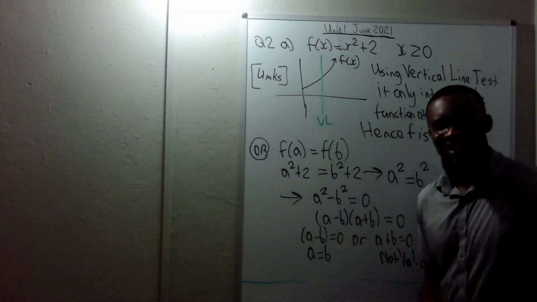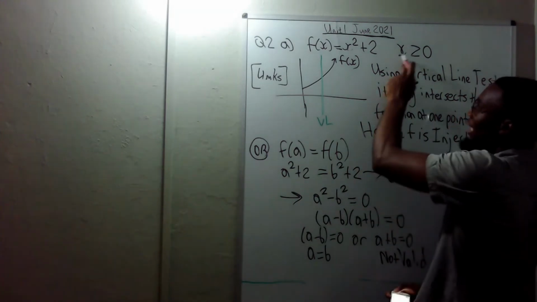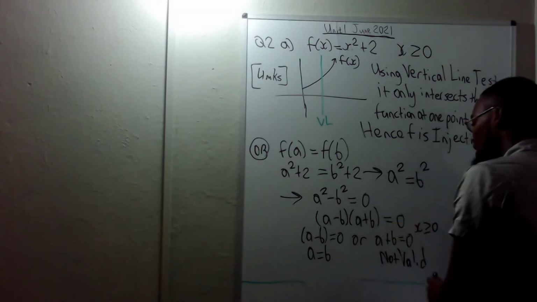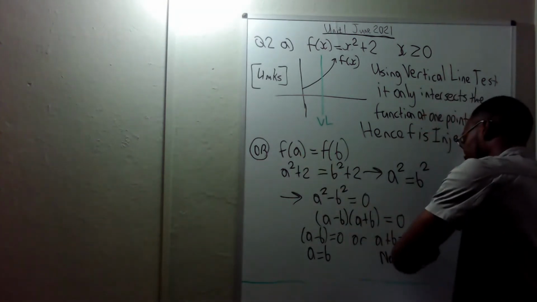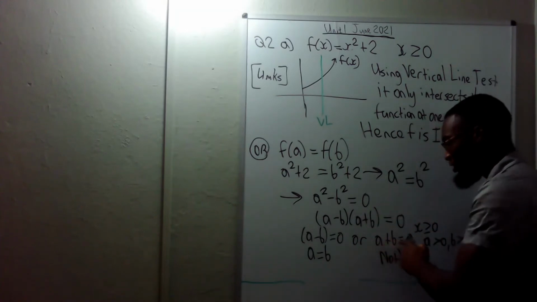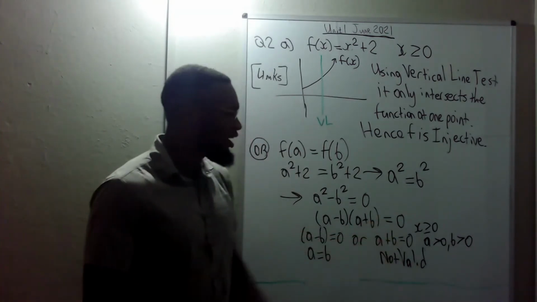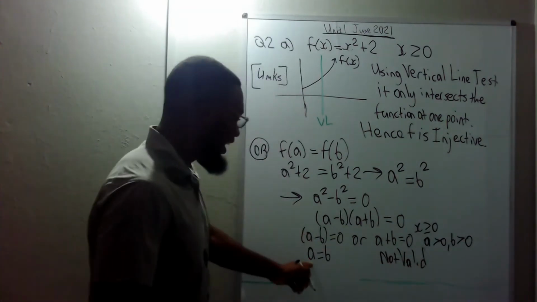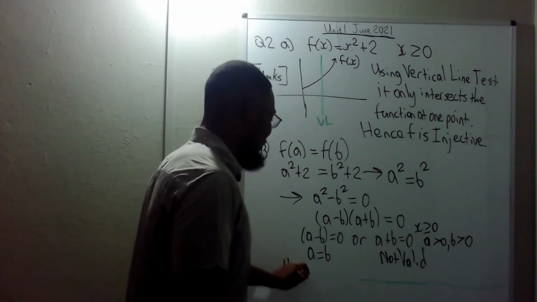Now ask, why is this not valid? This is not valid because the function is defined for all x greater than 0. So when x has a value of a, a is greater than 0 and b is greater than 0. Bigger than 0 plus bigger than 0 can't give you 0. That doesn't make sense, so not valid. So since a ends up equal to b, hence f is injective.